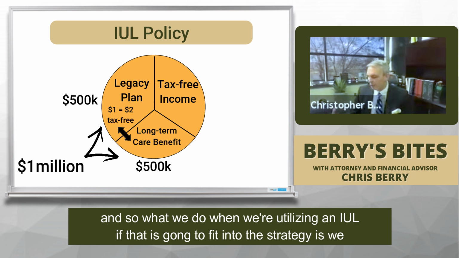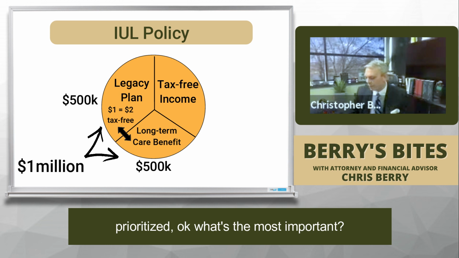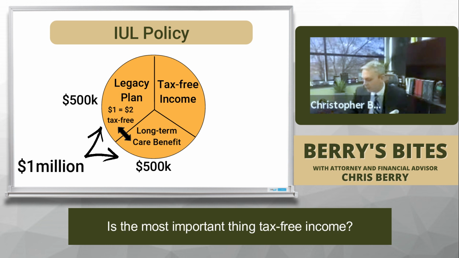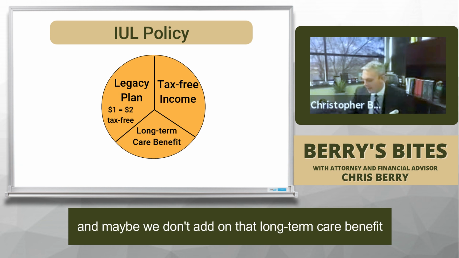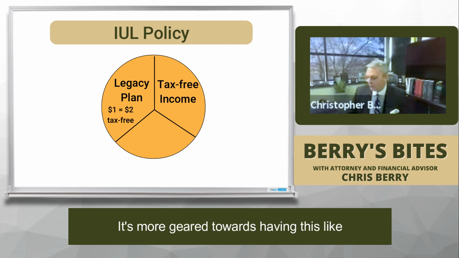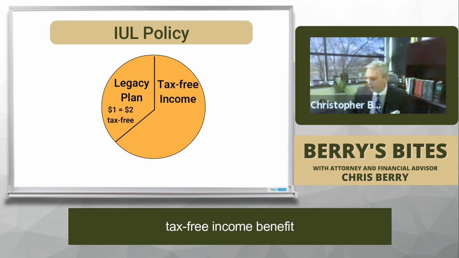And so what we do when we're utilizing an IUL, if that's going to fit into the strategy, is we prioritize, okay, what's most important? Is the most important thing tax-free income? Okay, then we're going to structure the policy differently, and maybe we don't add on that long-term care benefit, and it's more geared towards having this tax-free income benefit.